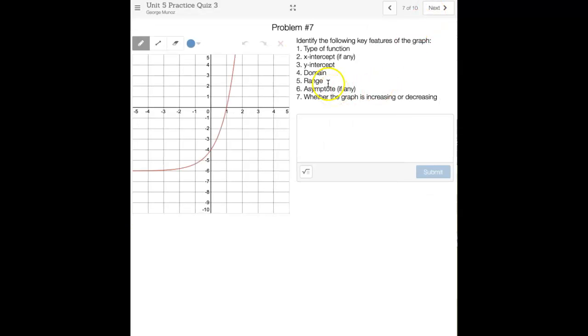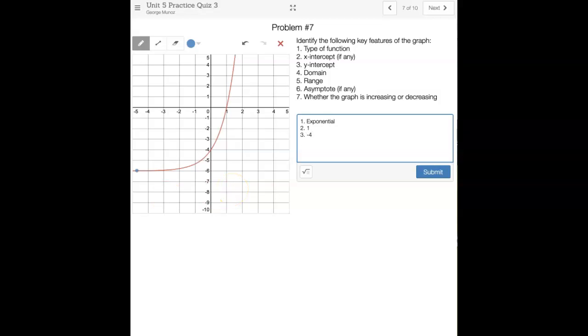Number 7 is same. Identify the key features. Clearly, this is not a line. This is a curve. It's an exponential curve. So I'm going to go ahead and fill this one in. It's exponential. And number 2, the x-intercept, you could see is at 1. You could see right here it's at 1. The y-intercept is down here at -4. That's my answer for 3.